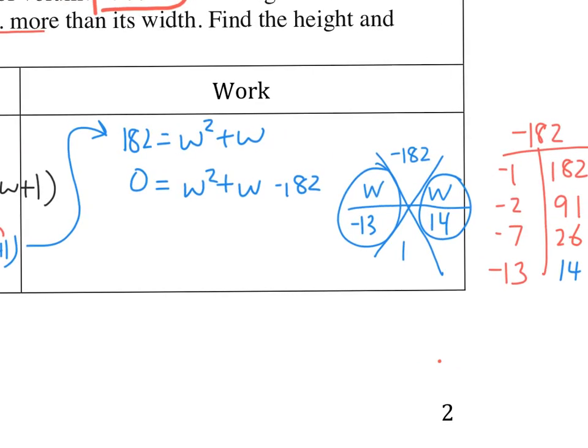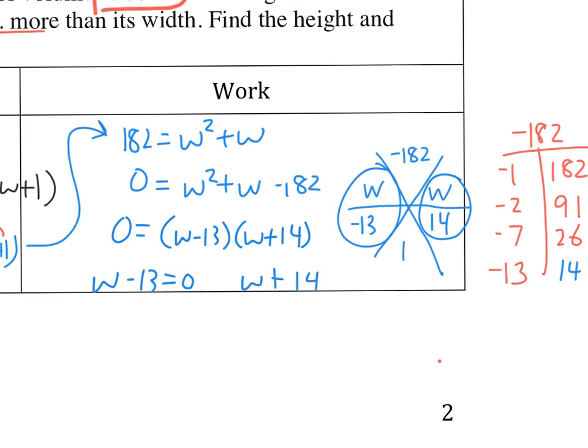So now I can factor things. W minus 13, W plus 14, all equal to 0. So W minus 13 is equal to 0. W plus 14 is equal to 0.